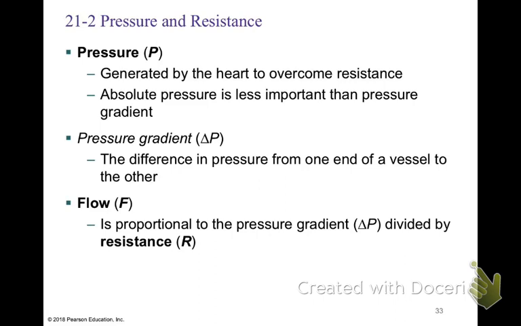So pressure at any one spot is an important thing to measure, but it's the difference in pressure that allows blood to flow. All fluids will flow from high pressure to low pressure. So you're going to have high pressure as blood leaves the heart because the ventricles of the heart contract, and that creates very high pressure out the aorta on the left and the pulmonary trunk on the right.